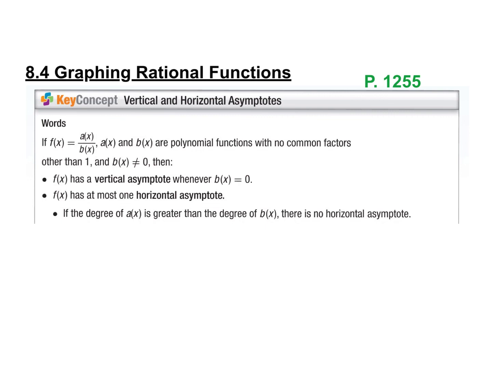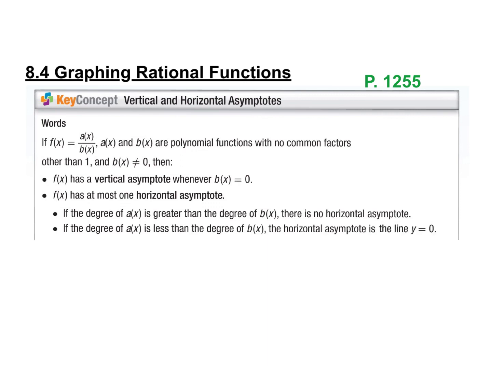If the degree of a of x, the top, is bigger than the degree of the bottom, and we've talked about degree, that's just the highest power on the variable, then there is not going to be a horizontal asymptote. When you do your homework, you're going to state that, because we're still going to identify the asymptotes like we have been doing. But in a situation like this, you're just going to say no horizontal asymptote. The degree on the top is bigger than the degree on the bottom. That's the first piece.